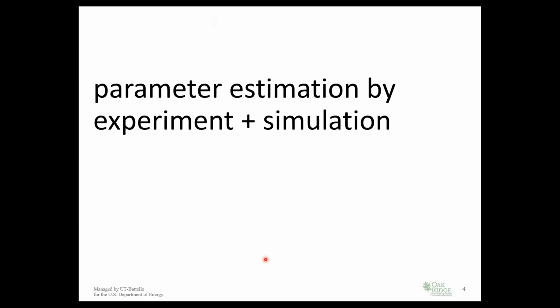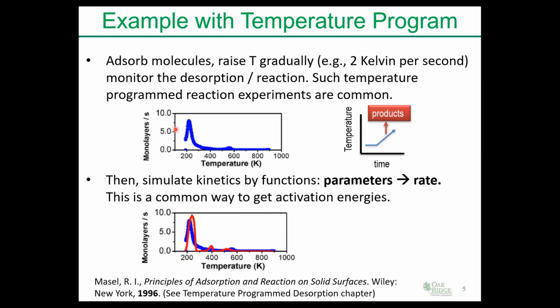So a simple example of parameter estimation using experiment and simulation together. This is a temperature programmed reaction experiment we're looking at here. And for those who are not familiar, we start with an adsorbate on a surface. We heat up the surface at a controlled ramped rate. So this axis is also time. Initially, molecules desorb. There's a maximum in rate for desorption because as molecules desorb, they're depleted. The rate goes back down, and that's a result of molecules being depleted until there are no molecules left.